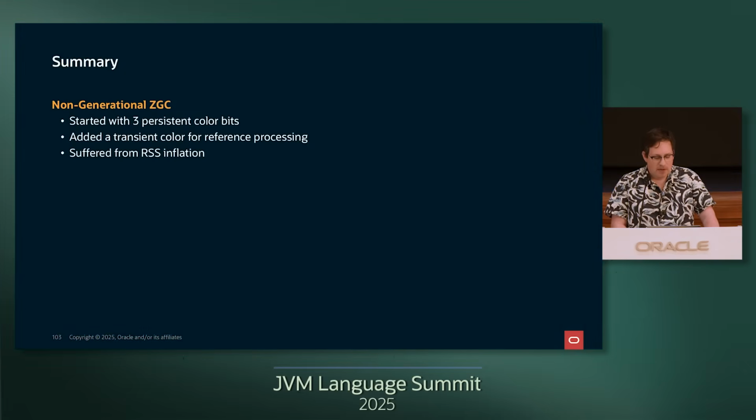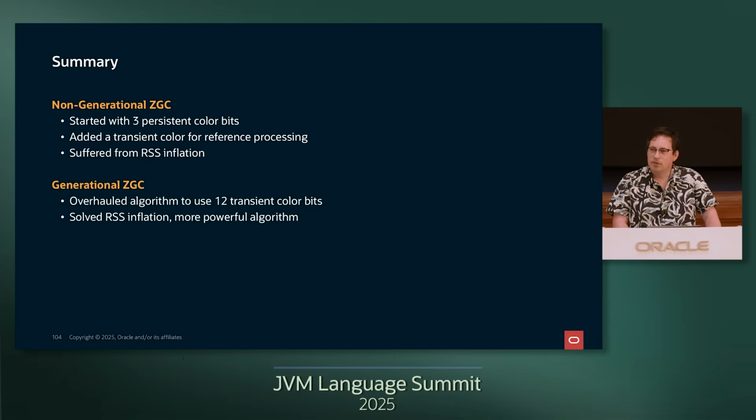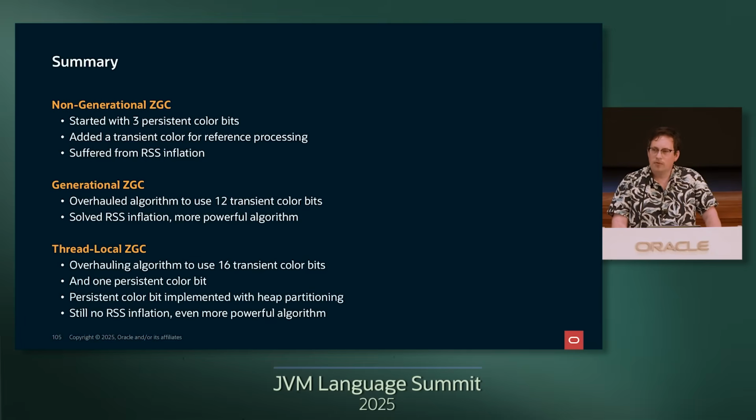So a summary. With non-generational ZGC, we started with 3 persistent color bits, had to add on 1 transient bit for reference processing, but suffered from RSS inflation. With generational ZGC, we got a much more powerful algorithm. We got rid of the RSS inflation issues and moved over to use 12 transient bits instead. And looking forward, we're overhauling the algorithm again, and it seems like we're ending up with 16 transient color bits and 1 persistent color bit, but with an even more powerful algorithm.